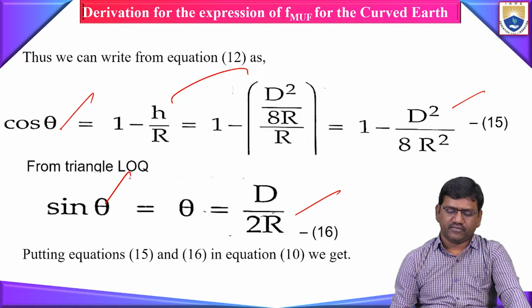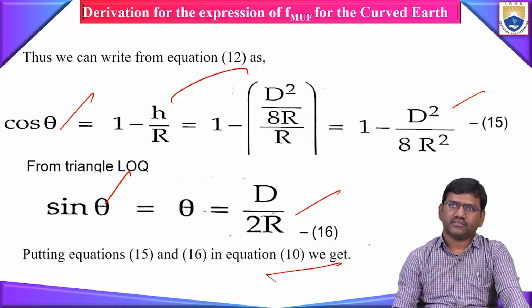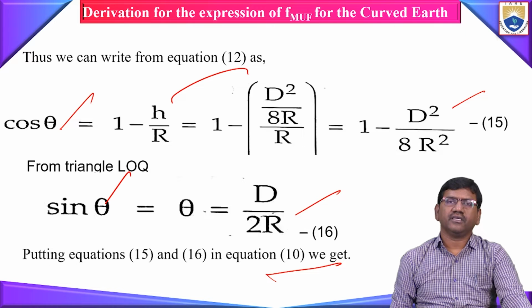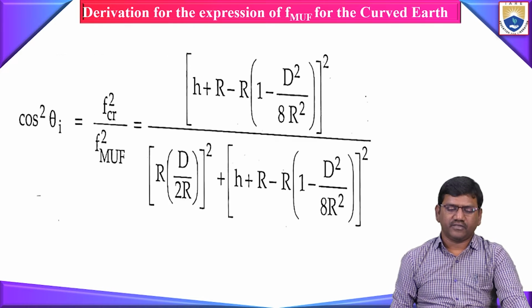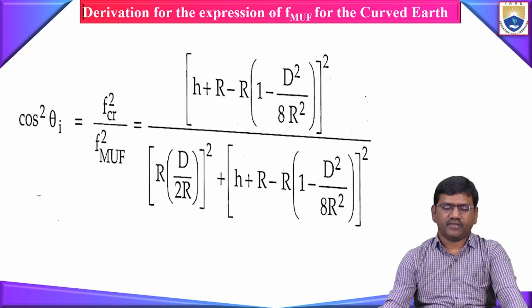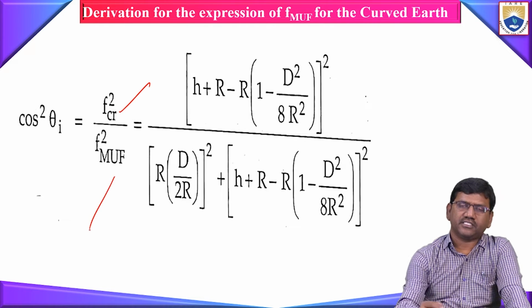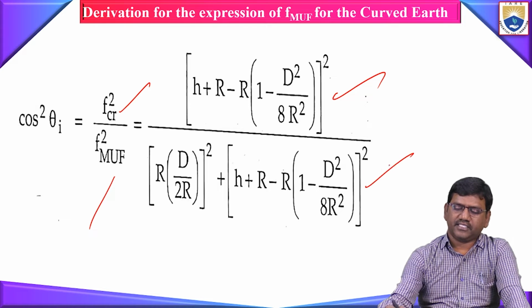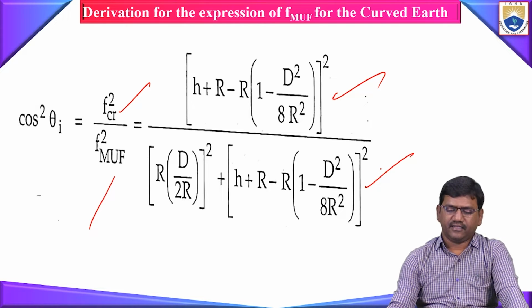So we substitute these equations in equation 10. In equation 10, we substitute this sin theta and cos theta, and if you simplify, you will get the value of maximum usable frequency. So here you can write cos square theta is equal to fc square by f square MUF. This is the critical frequency, and this is the maximum usable frequency.